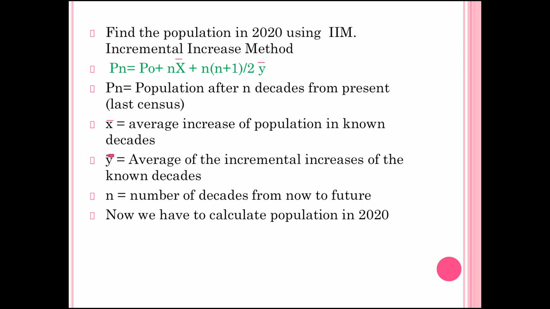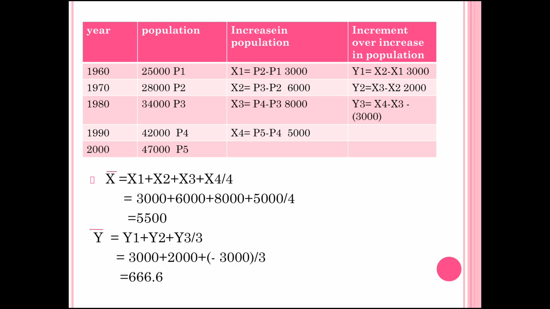Now we have to calculate the population in 2020 by using this formula. In the answer we have to draw the table. In the first column there are the years, in the second column the population. We know that the population is denoted by P1, P2, P3, P4, P5 respectively for the given years. In the third column there is the increase in population, x1.